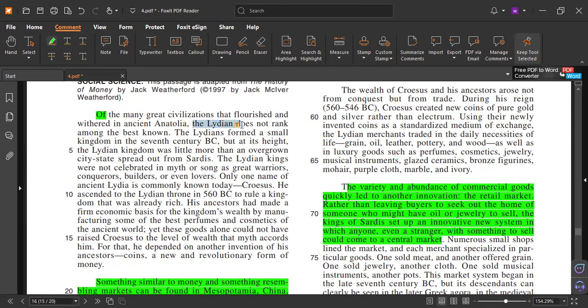So this here is the modifier. This means the Lydians were one of the main great civilizations. But they do not rank among the best known. So it was great, but does not rank. The Lydians formed a small kingdom in the 7th century before Christ, but at its height, the Lydian kingdom was little more than an overgrown city-state. So read on to see why he said it was little more than an overgrown city-state.